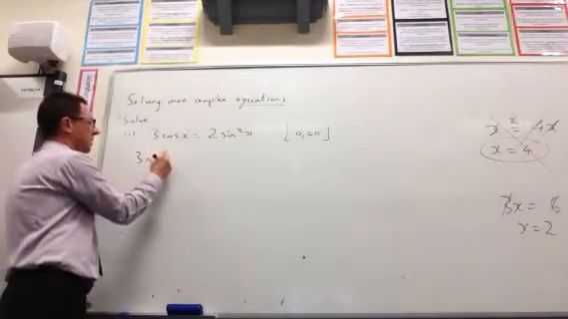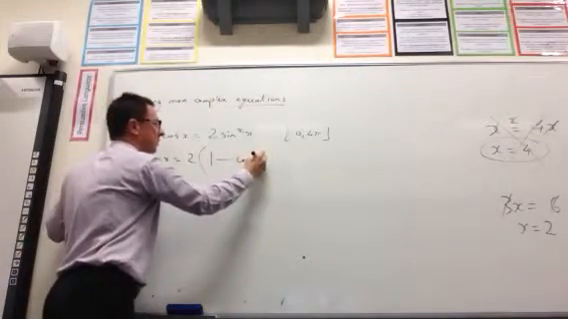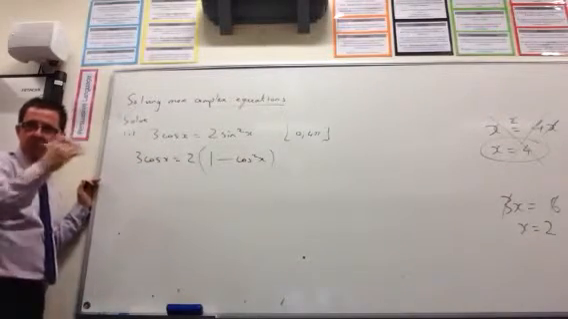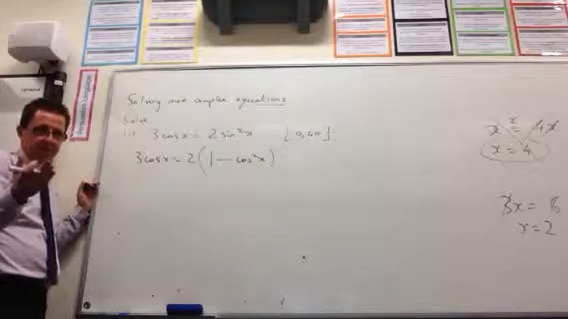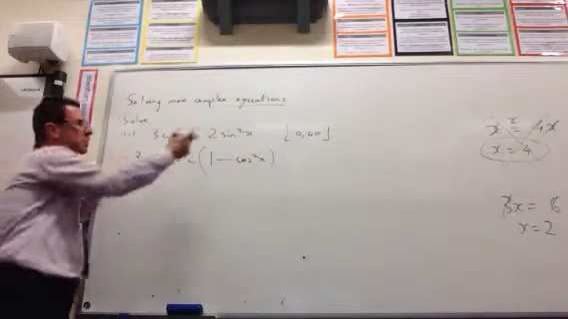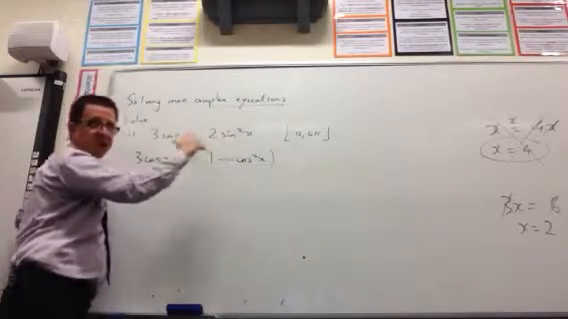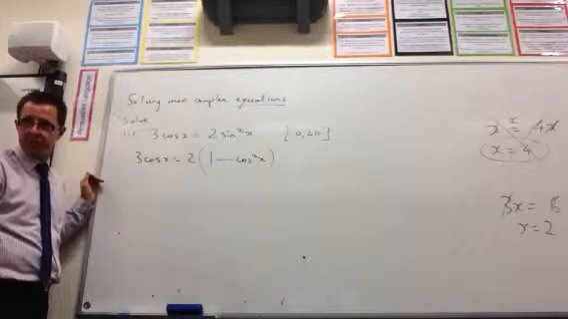Because sine squared is 1 minus cos squared, from the identity sine squared plus cos squared is always equal to 1. That's the fundamental rule. So sine squared is 1 minus cos squared. Now I've got a situation that at least I'm dealing with the same word, cos and cos.